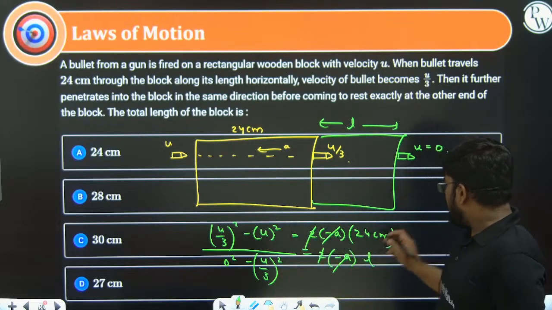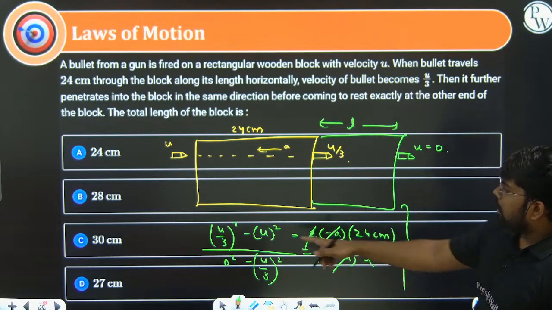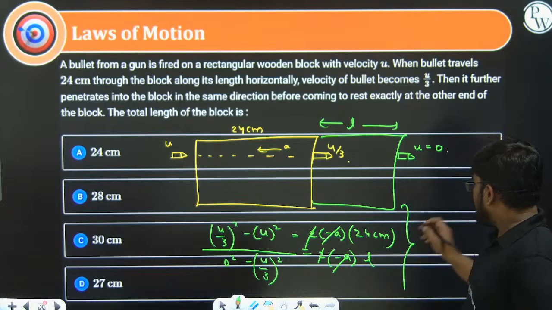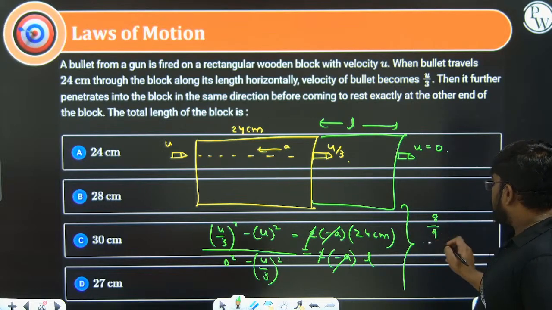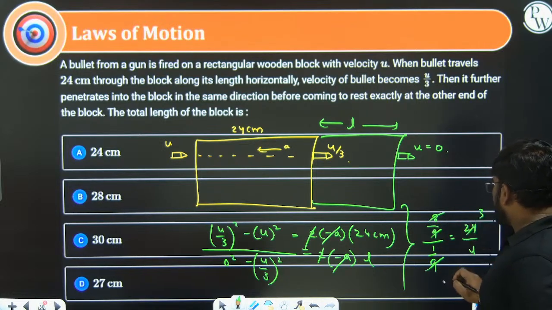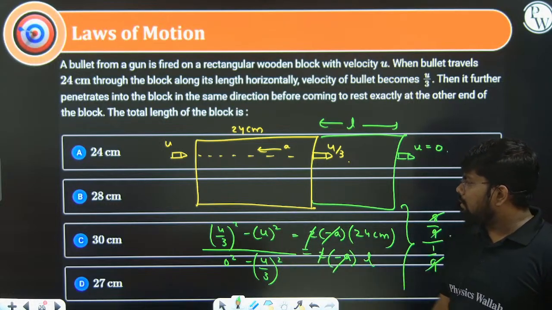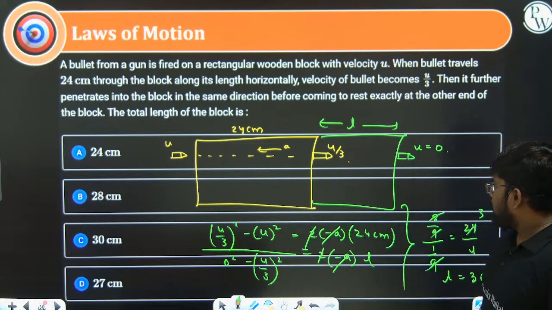Okay, so what will happen here? Here 1 minus 1 by 9, that is 8 by 9, over 1 by 9 is equal to 24 by L. The 9 gets cancelled, so L is equal to 3 centimeters. Once again, this is 1 minus 1 by 9, which is 8 by 9.